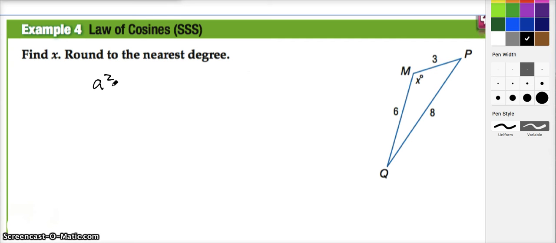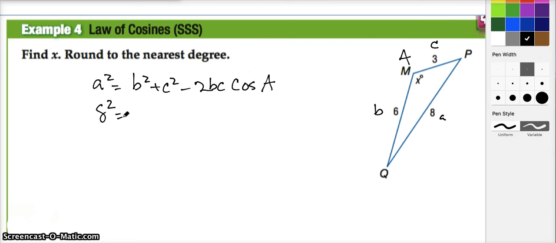I'm just going to write down a squared is equal to b squared plus c squared minus 2 times bc times the cosine of angle A. I'm going to treat this side as A and call these others B and C just to work it out. So now side A, 8 squared, is equal to these other two sides, 6 squared plus 3 squared, minus 2 times the quantity of 6 times 3, you see what we're doing here, times the cosine of this angle.